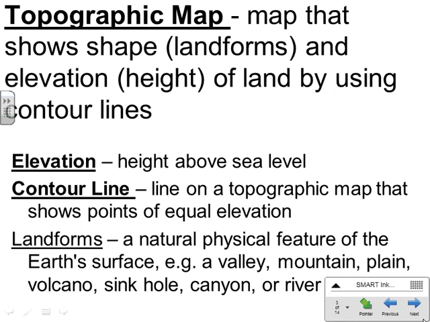A topographic map is a map that shows shape, such as landforms and elevation of land, by using contour lines. Elevation is height above sea level, and landforms are natural physical features of the Earth's surface, such as a valley or a mountain. A contour line is a line on a topographic map that shows points of equal elevation, and you will see examples of those as we move through the notes.